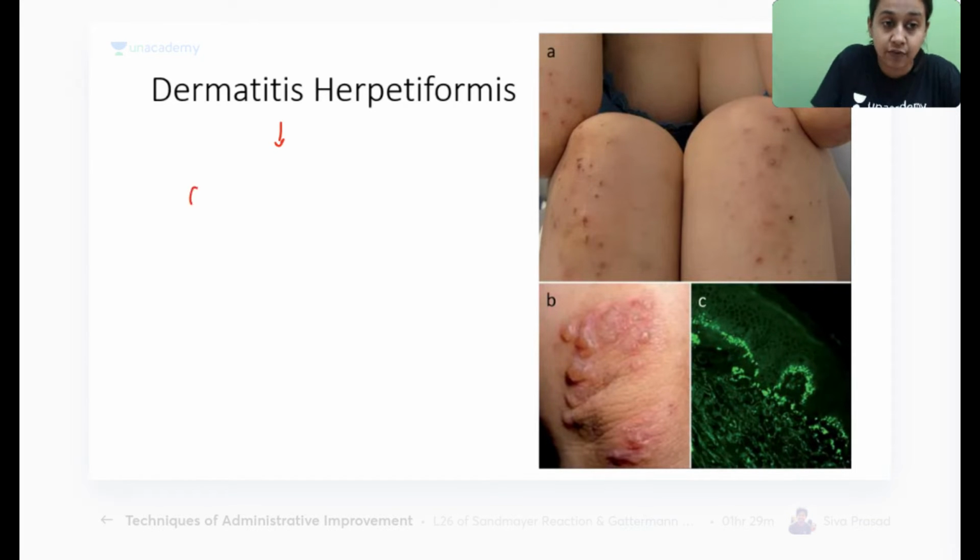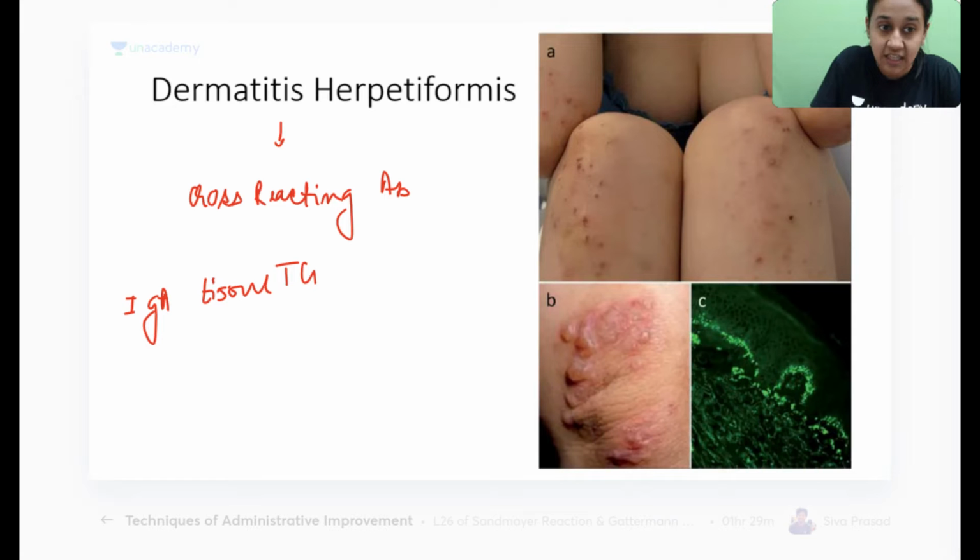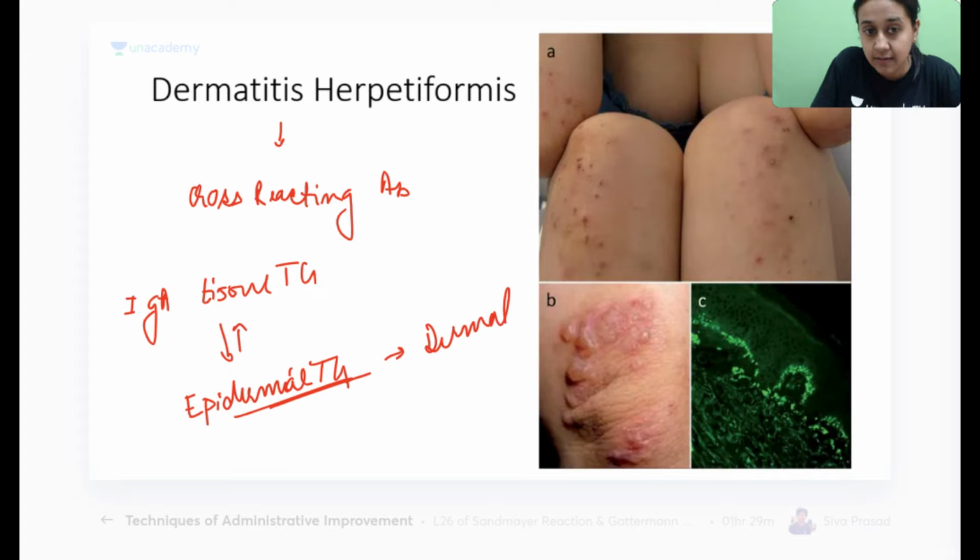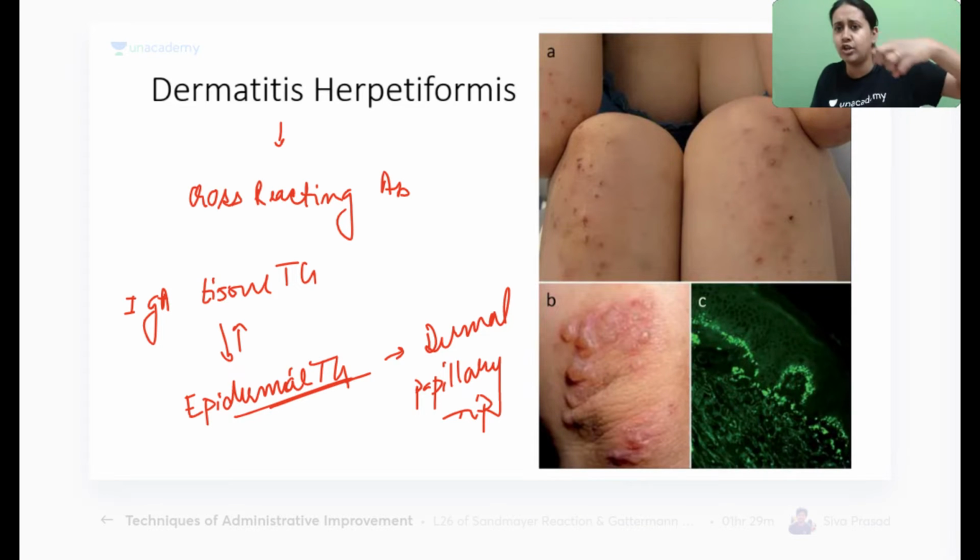In these patients, because of cross-reacting antibodies, you have IgA type of antibodies against tissue transglutaminase, which actually cross-react with the epidermal transglutaminase, which is present on the dermal papillary tip. And because of this, you see accumulation of a lot of inflammatory infiltrate at the dermal papillary tip, and you can see a classical granular type of IgA deposits on DIF.